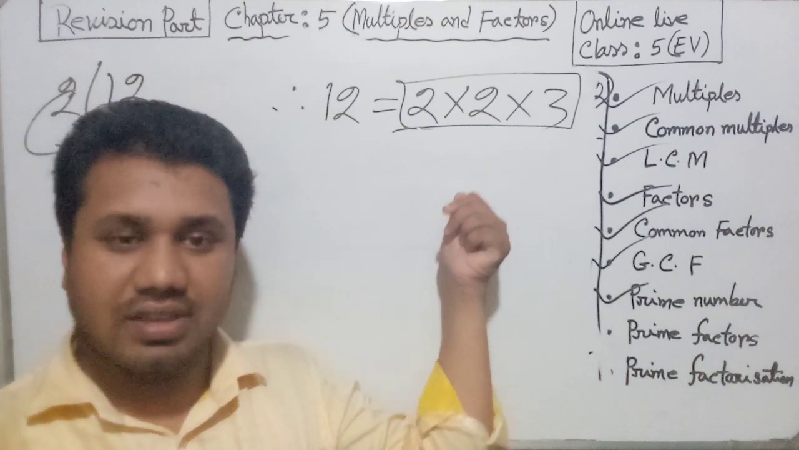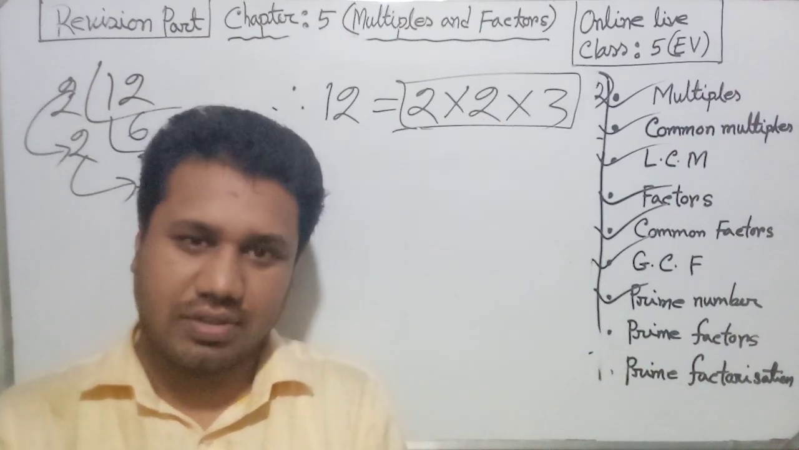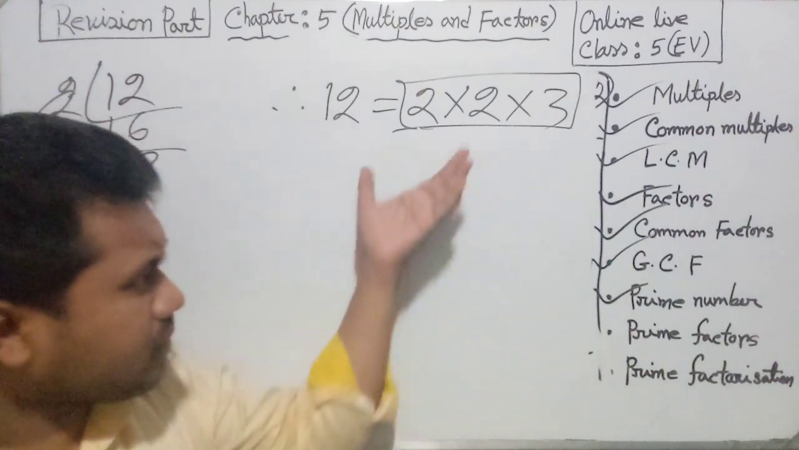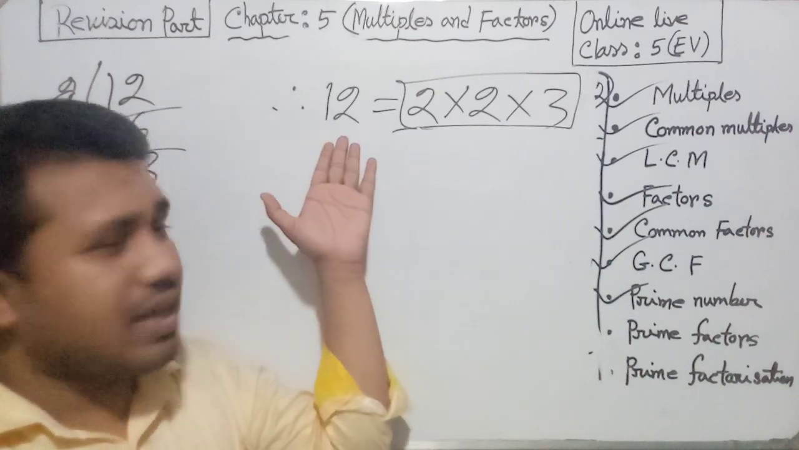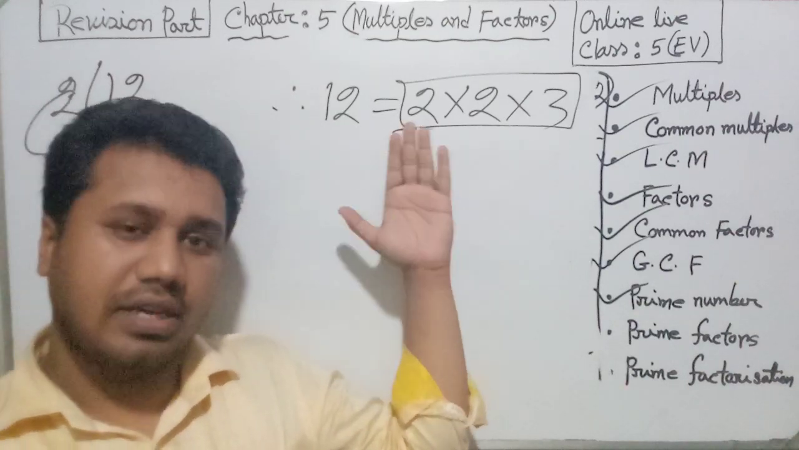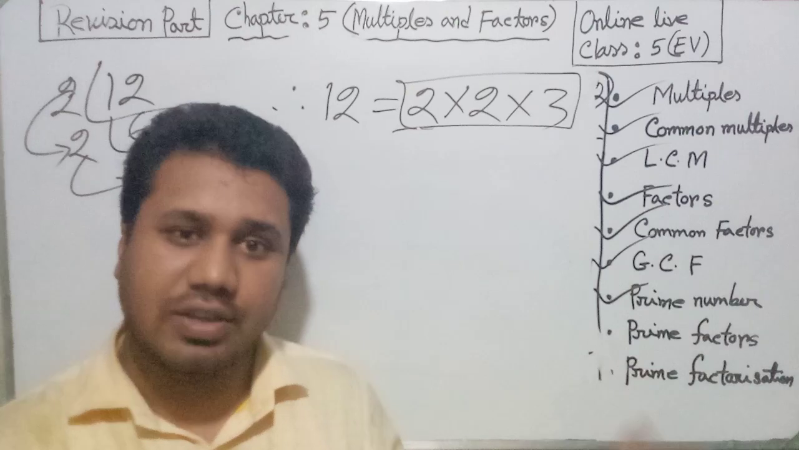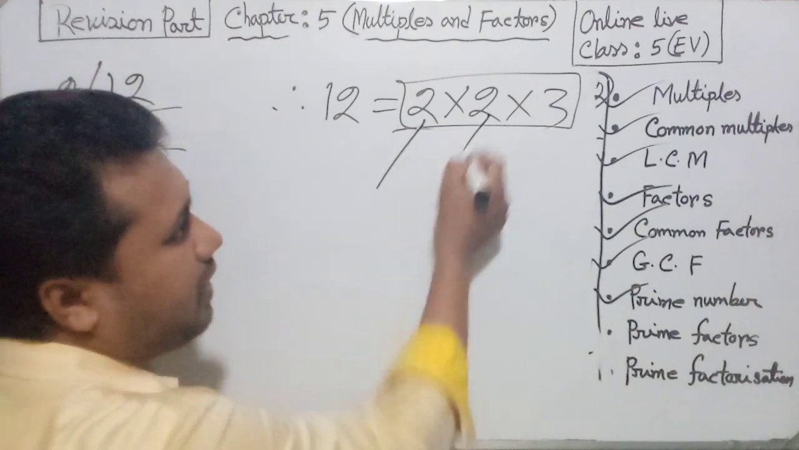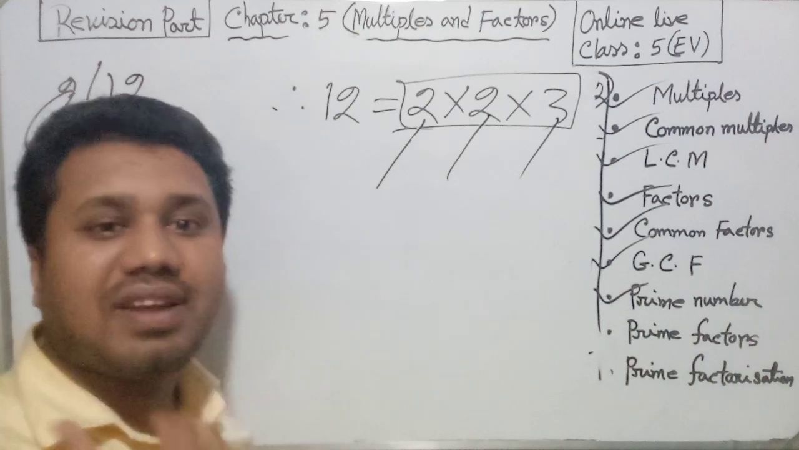This process, this system, is called prime factorization. That means if we express any number as a product of prime numbers using multiplication signs, then this is called prime factorization. And each factor in it is a prime factor.